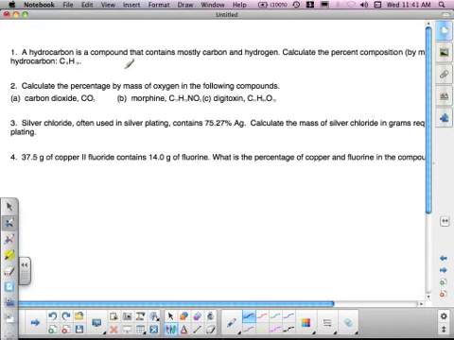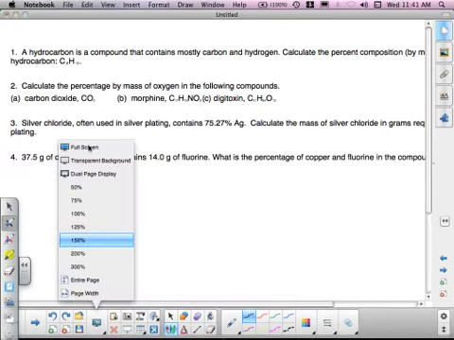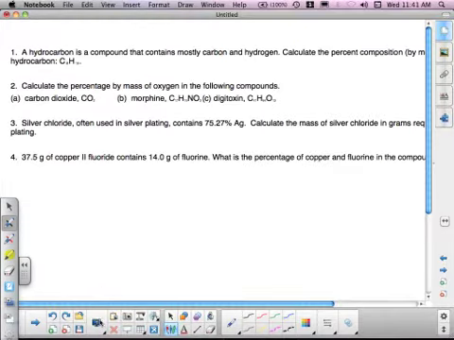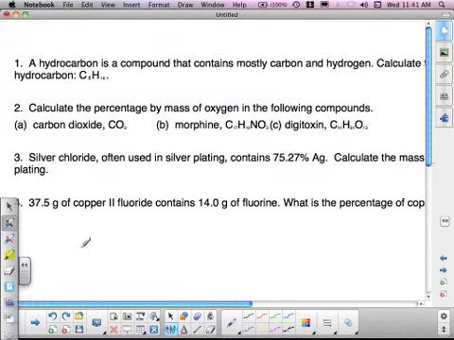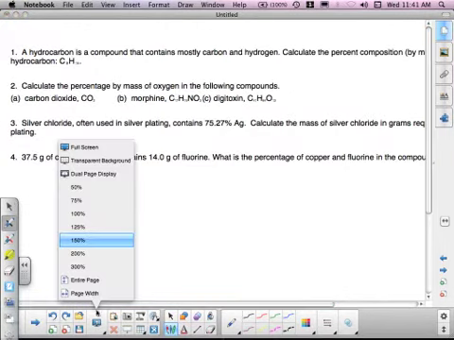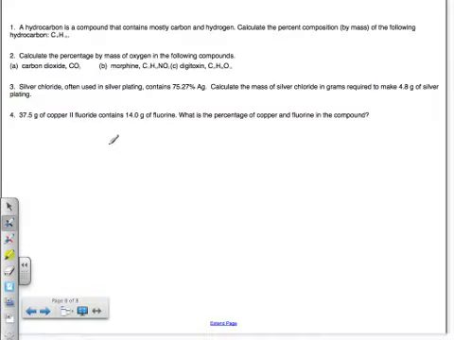Okay, so we're going to get the percentage composition for a hydrocarbon. Ooh, let's make that bigger. Hold on a second. No, then it goes off the page. Let's go full screen. There we go.